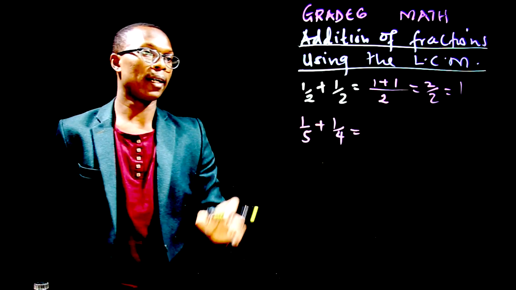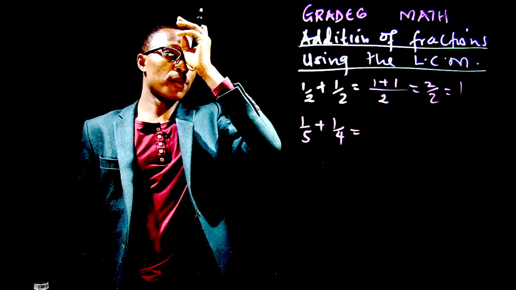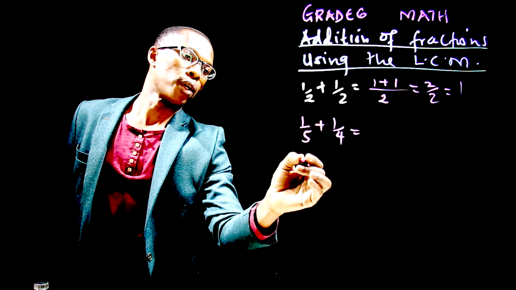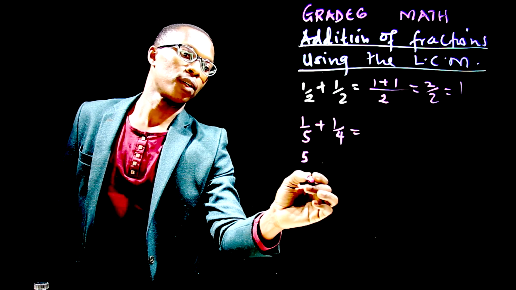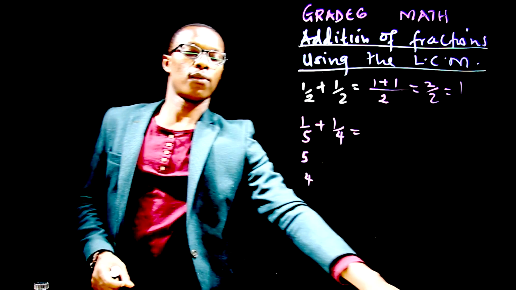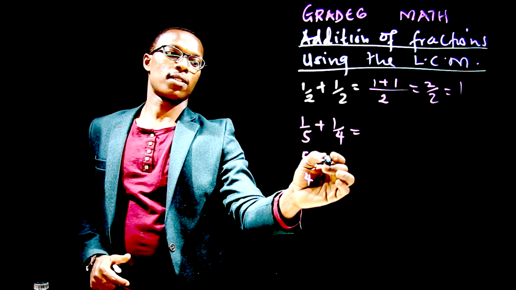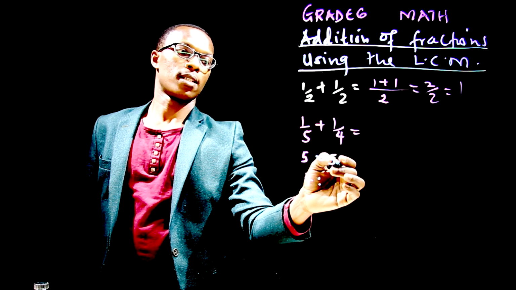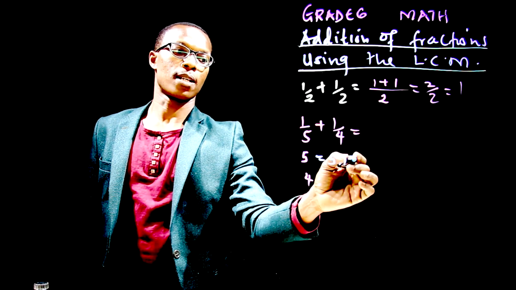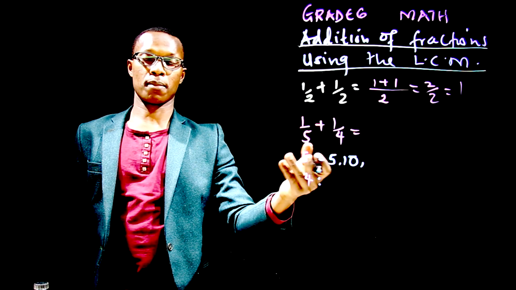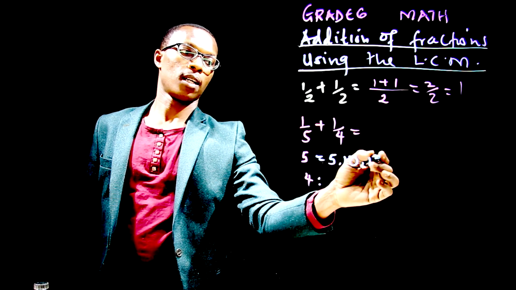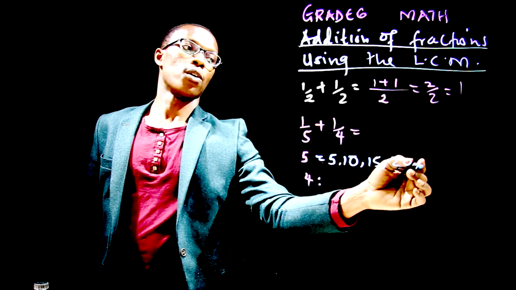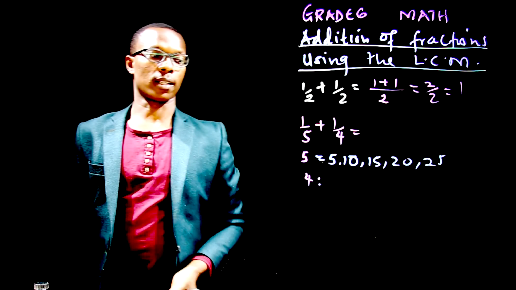If you want to find the number that is at the bottom, remember we said we look for the LCM, okay? So what are we going to do here? We're going to find the LCM of 5 and 4. We're looking at the multiples, remember. 5 times 1 is 5. 5 times 2, that is 10. 5 times 3, that is 15. 5 times 4, that is 20. Or 5 times 5, that is 25. I think we can get up to there.